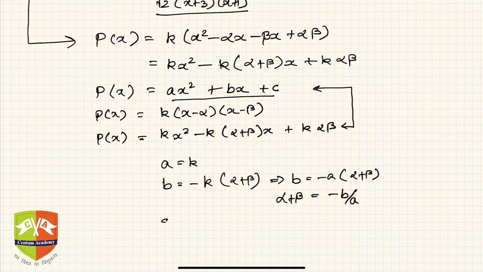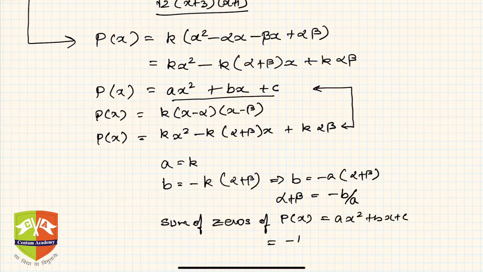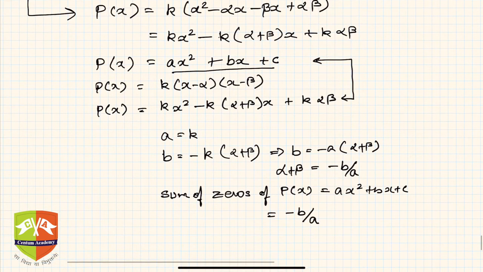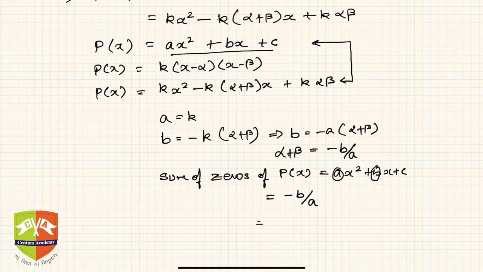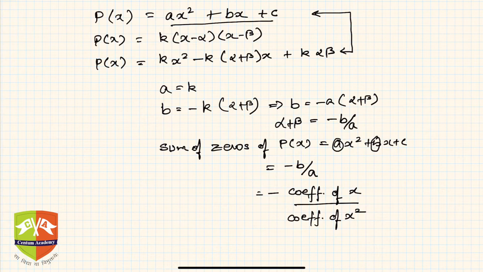So I can say the sum of zeros of p(x), which is given as ax squared plus bx plus c, is nothing but minus b upon a. What is b? The coefficient here. What is a? The coefficient here, right? Which can be written as minus coefficient of x divided by coefficient of x squared. This is one of the results which we just obtained.